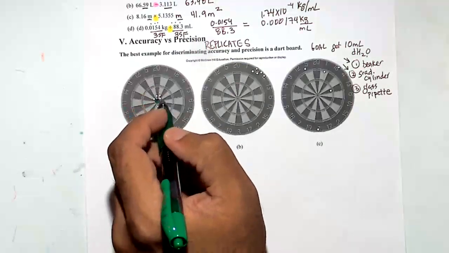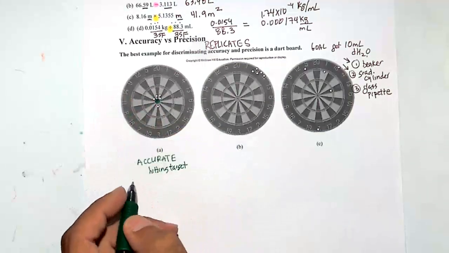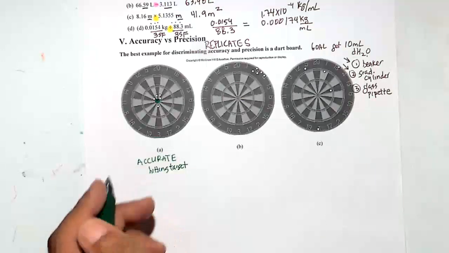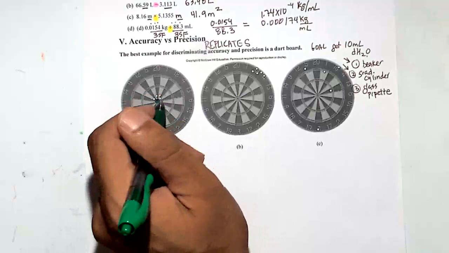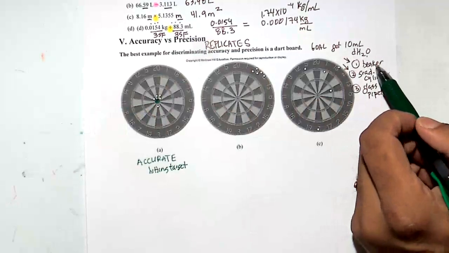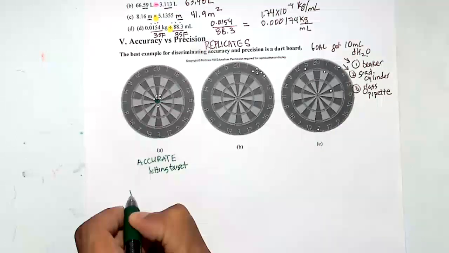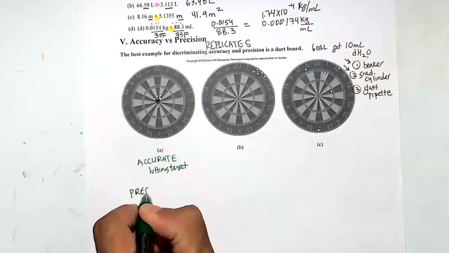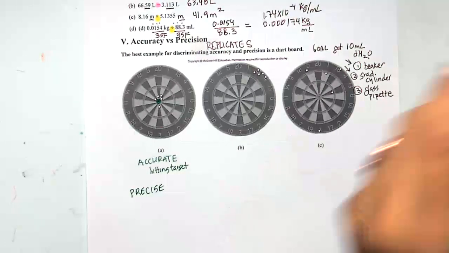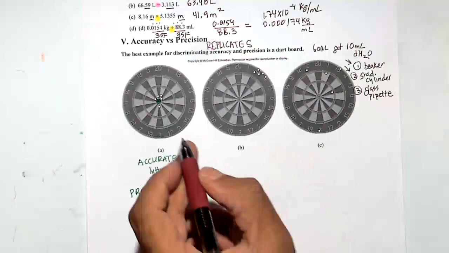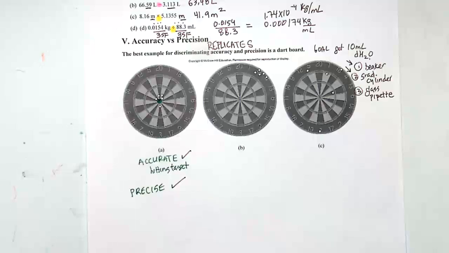Okay, so are we accurate here? Yes. Okay, are we precise? Are we reproducible? Can we make 10 free throws in a row, 100 free throws in a row? Can we hit 5 darts in the target area? Can we consistently get 10 mLs? Is this accurate and precise? I would say yes. Okay, yes.